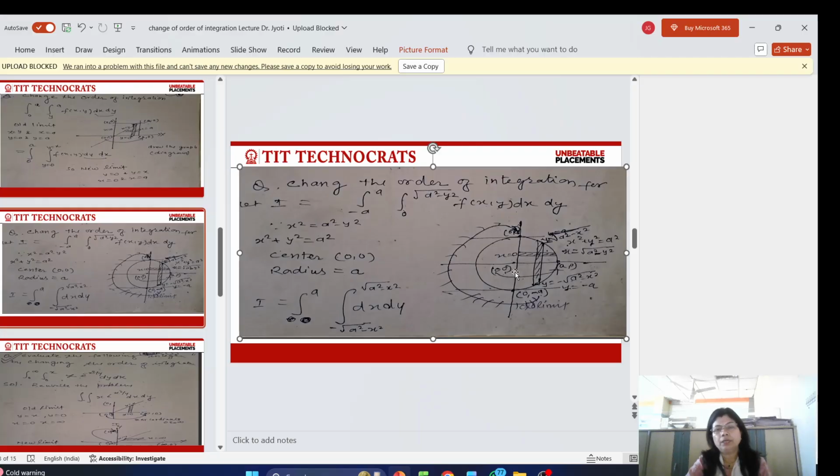Here we take now a strip, that is y is equal to root a square minus x square, and in x dash is y dash, that is 0 to minus root a square minus x square. Here the negative sign is taken.